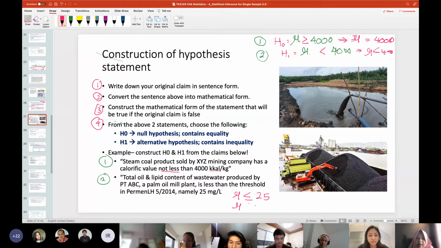More than 25, okay. And then with that, first, write down your original claim. So this one's done. The second one, convert the sentence into mathematical form. So this one is the mathematical form. And then construct the mathematical form that will be true if the original claim is false. And after that, we choose the null hypothesis. So what is the null hypothesis?